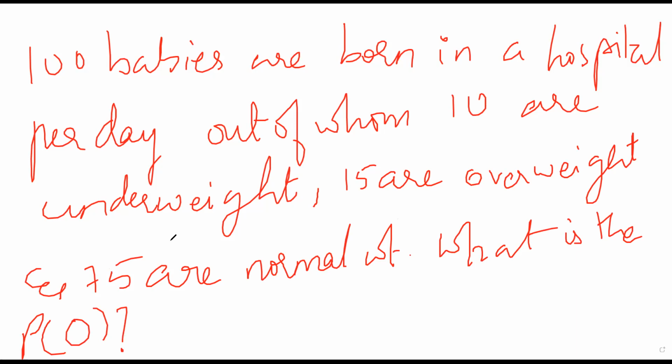Did you understand the question? There are 100 babies that are being born in one hospital every day. Out of those 100 babies born in one day, 10 babies are underweight, 15 are overweight, and 75 are of normal weight. You are asked to find out the probability of an overweight baby being born. Did you understand the question? What is that fellow asking? I hope you understood the question. I'm not getting any response, so I'll take that as a yes.